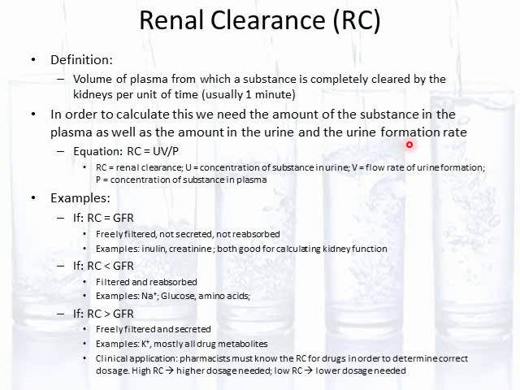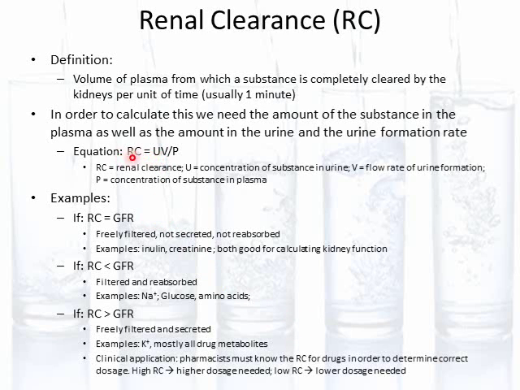Okay, so the reason we care about this is one example would be for pharmacists, as is shown down here. Pharmacists must know the renal clearance for drugs in order to determine the correct dosage. If we know that a drug is cleared very, very rapidly by the kidneys, then what that means is that the dose is going to have to be higher to keep the level of that drug up in the blood at a certain rate. If the drug is cleared very slowly, then we're going to use a low dose because we don't want to have too high of a level in the blood. So 3 different possibilities here.